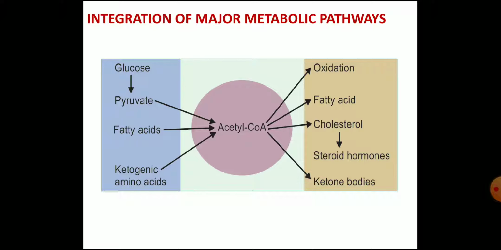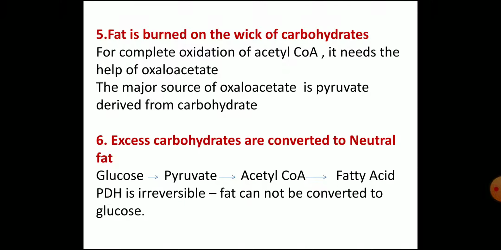So these are the methods by which integration of major metabolic pathways occurs. Okay. Now, fat is burned on the wick of carbohydrate. What is the meaning of that? The oil in the lamp alone cannot be lit, isn't it? So, if there is oil in the lamp without a wick, what happens? It cannot be lit. So, a flame should be there. Even if the flame is there, we need a wick. What is that wick?